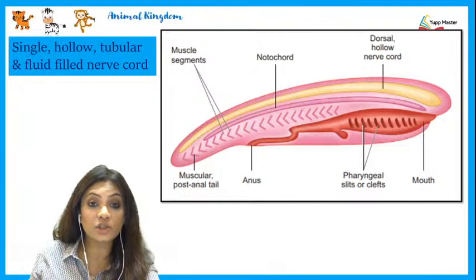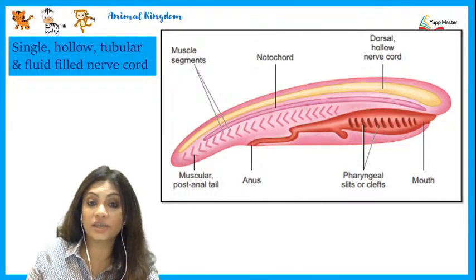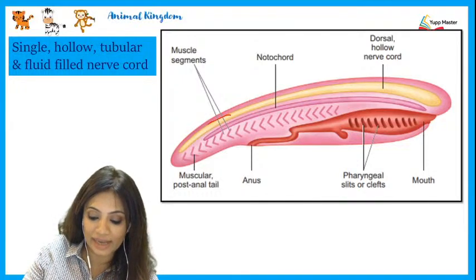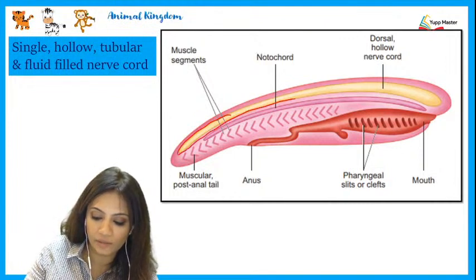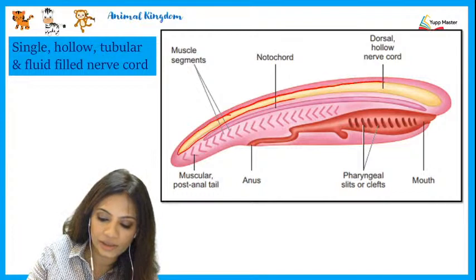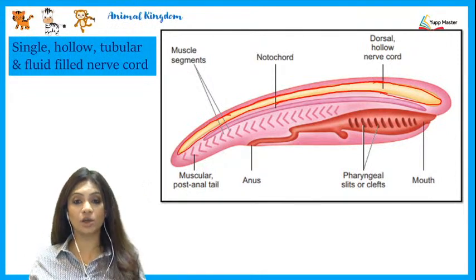When we talk about this dorsal hollow nerve cord, let us first identify where exactly we are talking about. That's this part over here. This part right here is the dorsal hollow nerve cord.